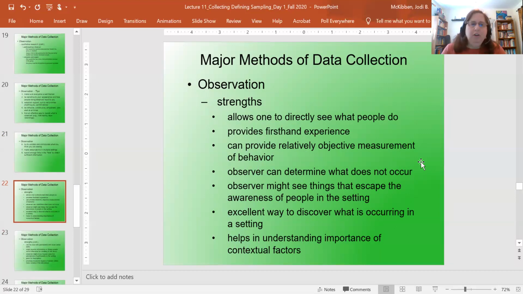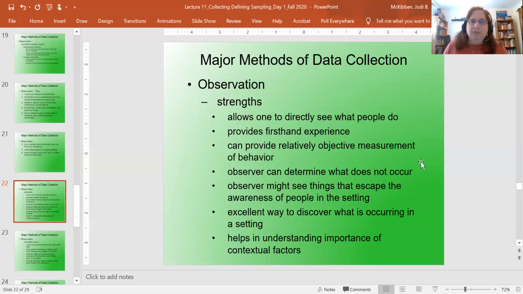So what are some of the strengths of observation? Well, first, it allows one to directly see what people do, provides that first-hand experience. And you can be somewhat objective about it, right? If you really try and come up with a good rubric, you can be objective about it. The observer can also determine what does not occur. The observer might see things that escape the awareness of people in the setting. And it's an excellent way to discover what is occurring in a setting.